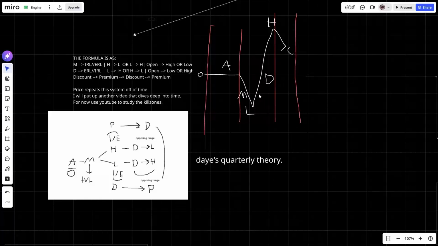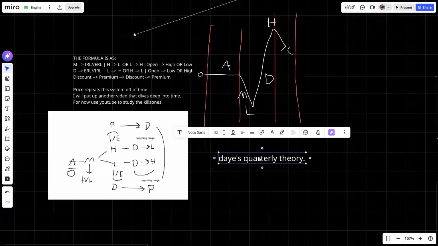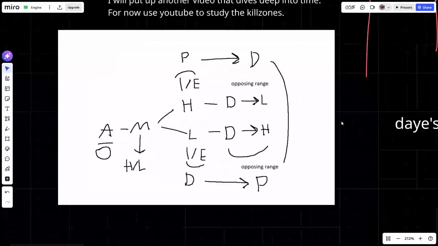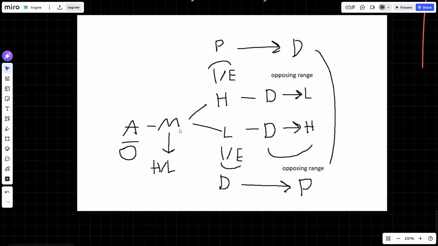This right here is not his quarterly theory. This is something else. This is me just dividing a candle into 4 parts, which is the open, low, high, close. That quarterly theory relates to time. And here we have an image of my old script, which was a little bit more complete.